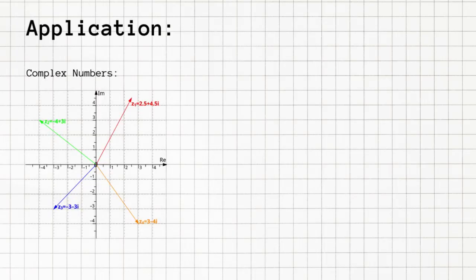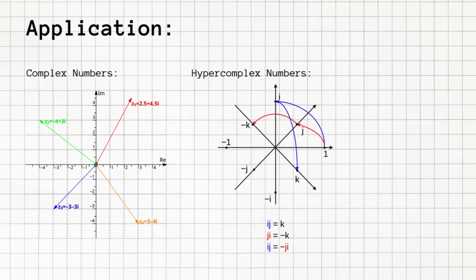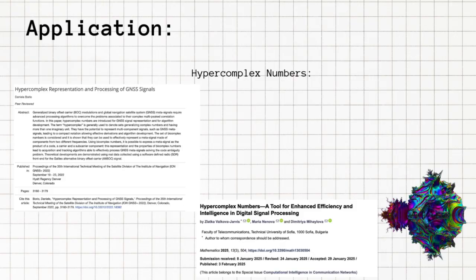Why does this matter? Similar to how complex numbers can model points and rotation in a 2D plane, hypercomplex numbers can be used to model points and rotation in higher dimensional spaces, which has applications in computer science, physics, and engineering. They can also be used as an easier to calculate alternative to matrices.